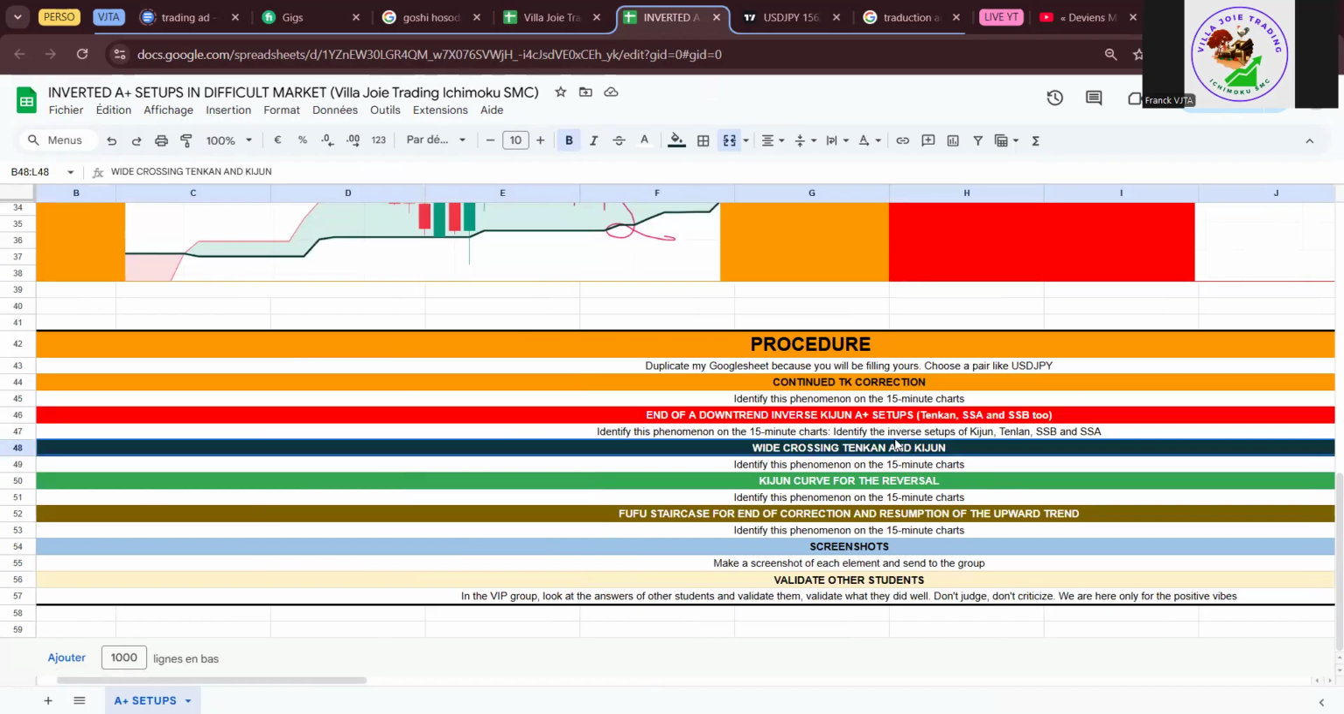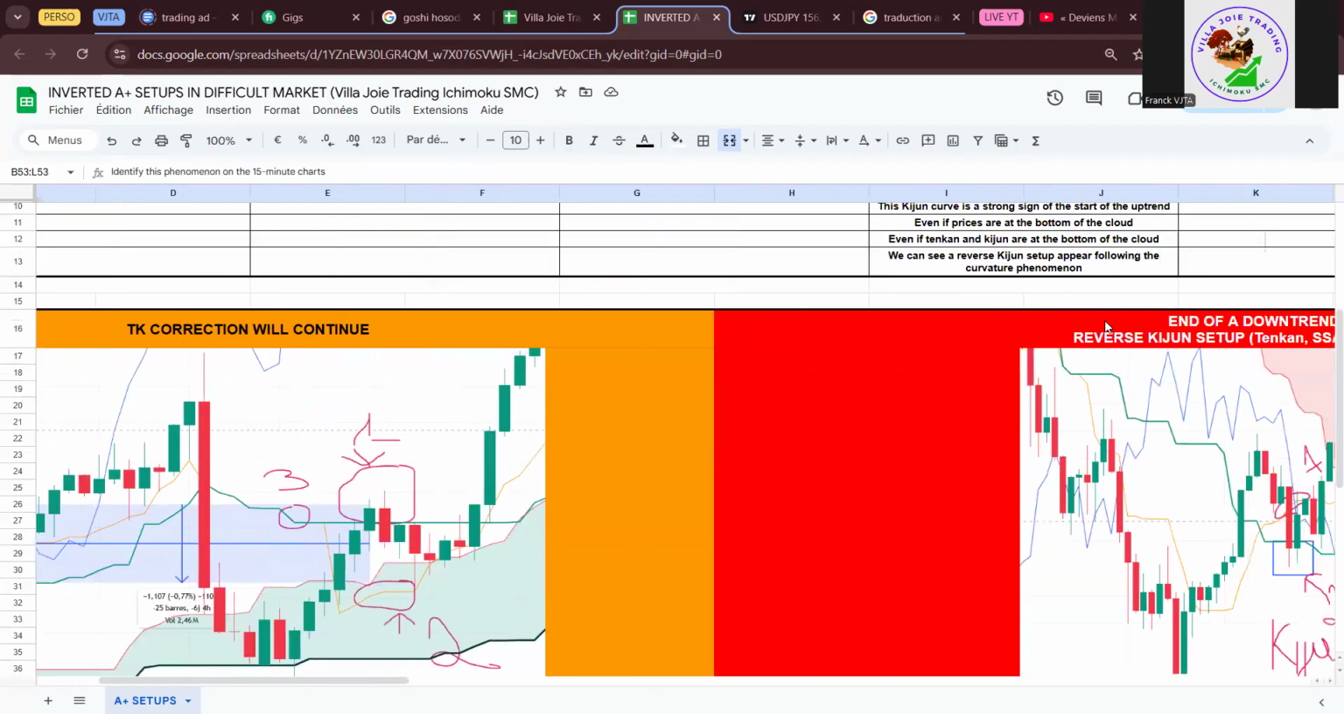So then do the Y crossing, identify, take a screenshot, do the Kijun curve, do the fufu staircase, and then take a screenshot, send it in the group, and validate other students. Let other students validate you.